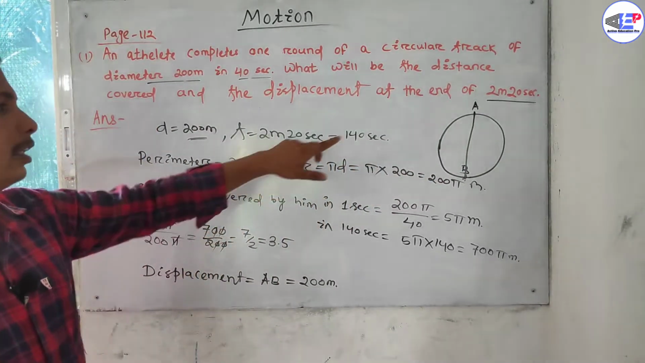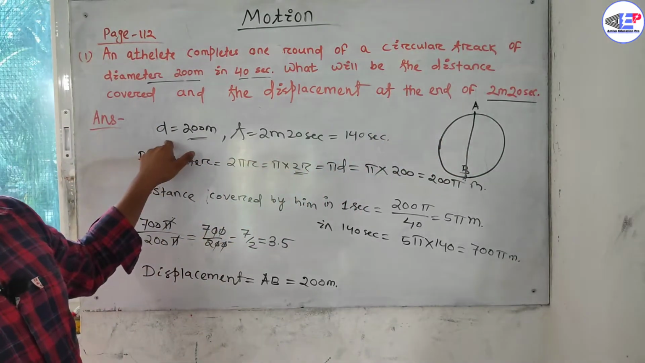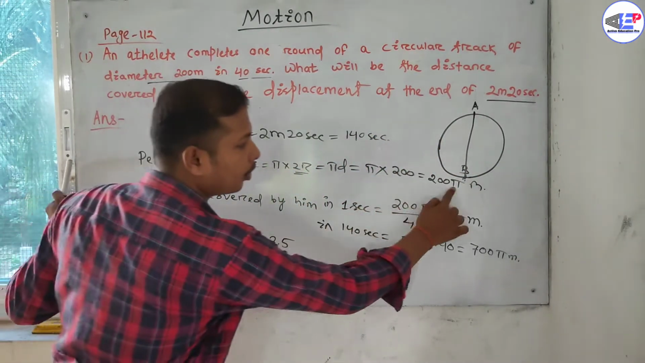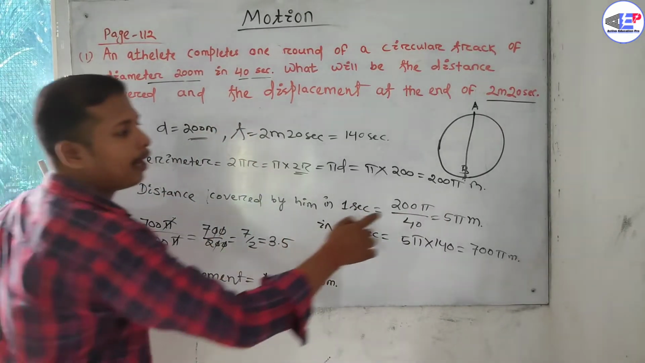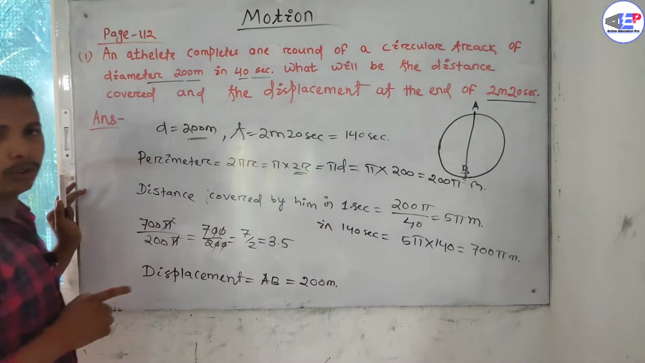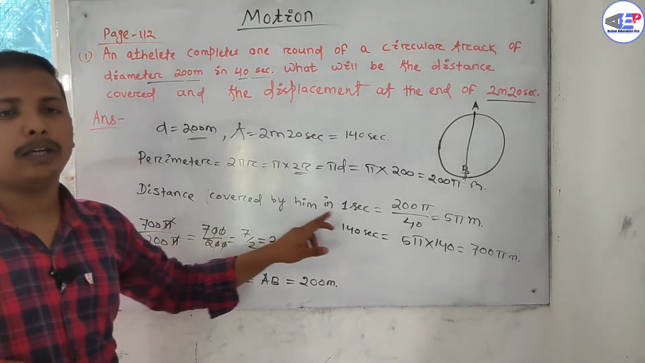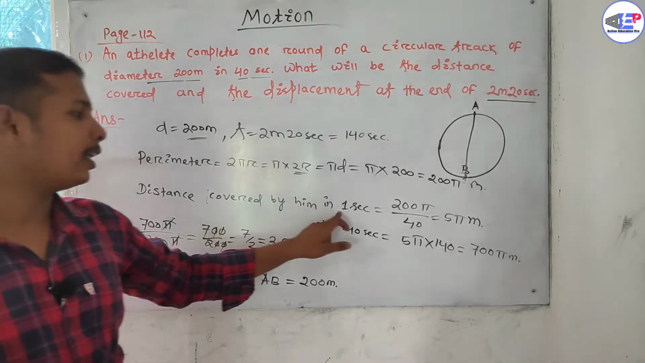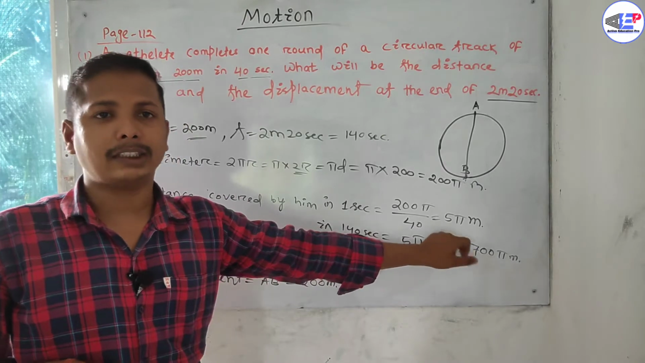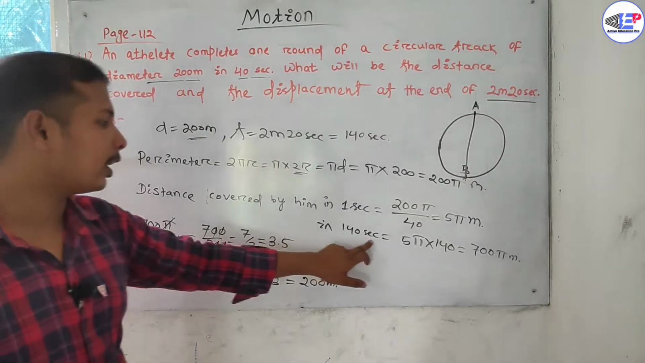Here the athlete covers distance on a circular track. The perimeter of the circular track is 200 pi meter. So the athlete covers 200 pi meter in 40 seconds. So we have to find out the distance covered by the athlete in 1 second. Here we find that the distance covered by the athlete in 1 second is 5 pi meter. Next we have to calculate the distance covered by the athlete in 140 seconds.